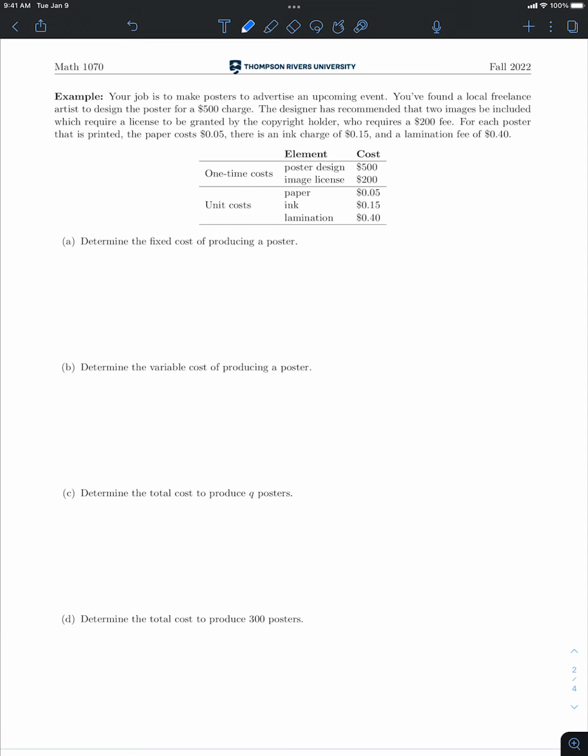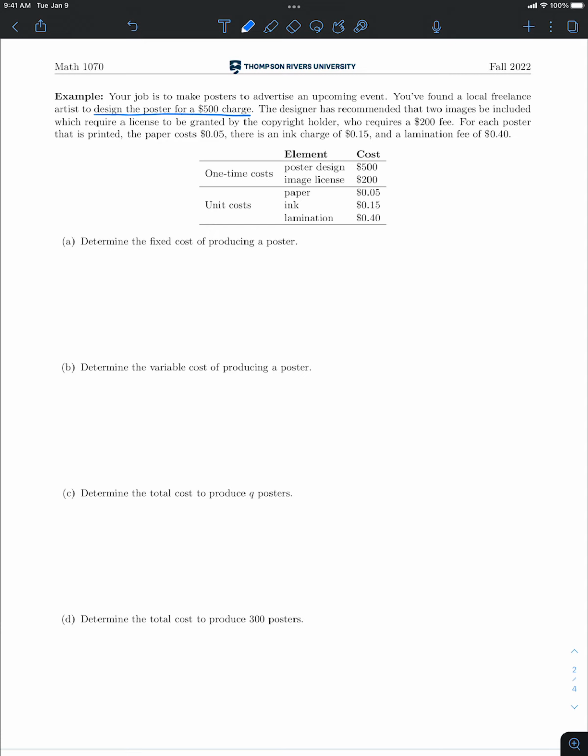So you've decided to outsource that to somebody else and you found a local artist that's willing to do it for you for $500. Now that's an example of a fixed cost because it doesn't matter whether you produce 1,000 posters, 100 posters, 10 posters, just one poster, or maybe the event gets canceled and the plans change and you don't print any posters at all. You still have to pay the artist for designing that poster for you. So that's an example of a fixed cost because it's independent of the level of production.